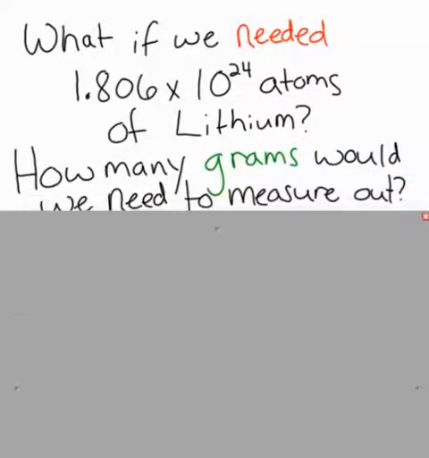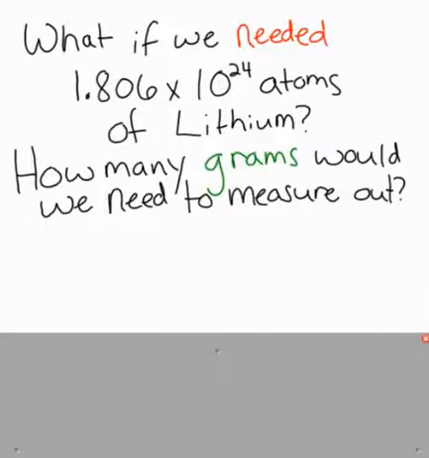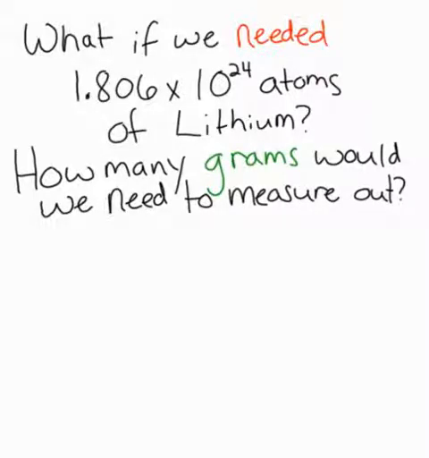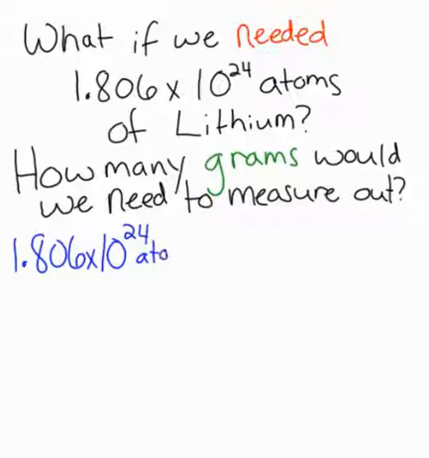All right, so let's scroll down and try a different kind of problem. What if we needed 1.806 times 10 to the 24th atoms of lithium? How many grams would we need to measure out? Because obviously we can't count the individual atoms. So we're going to start with the number that we're given, 1.806 times 10 to the 24th. Let's label our unit now, atoms. Now, just like every single time, we're going to add a little 1 underneath.